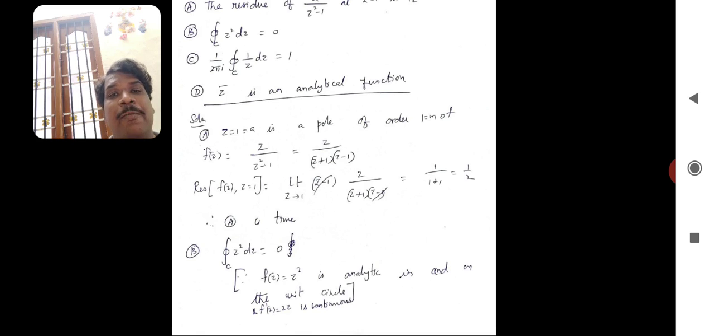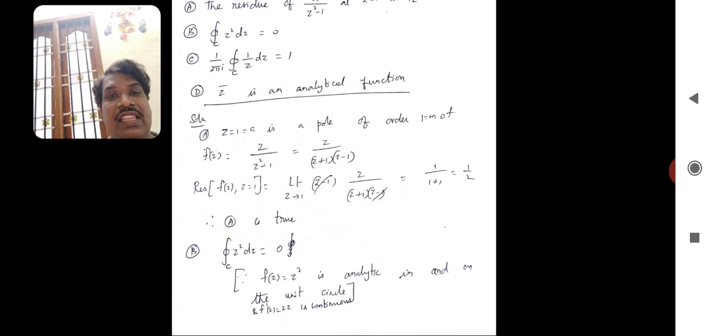By Cauchy's theorem, if f of z is analytic inside and on the closed curve and f dash of z is continuous, then integration over c f of z dz is 0. So integration over c z square dz is also equal to 0. So the statement given in option B is also true.